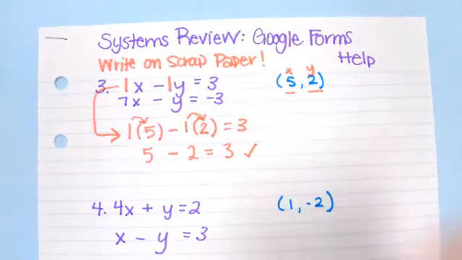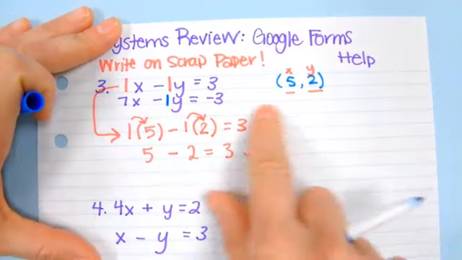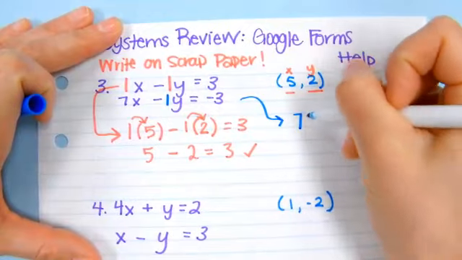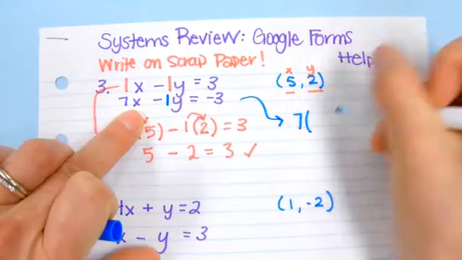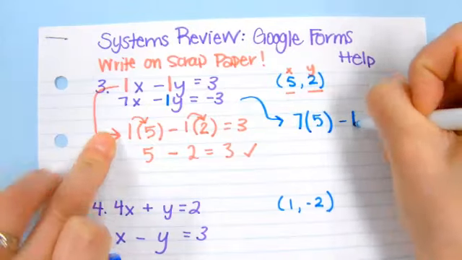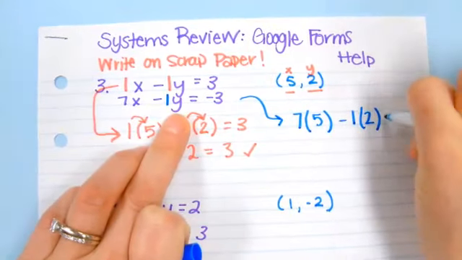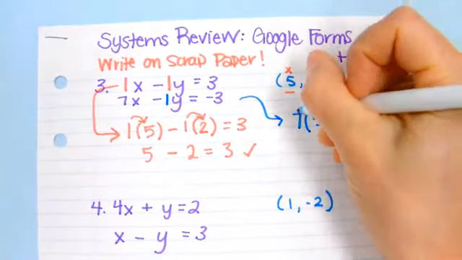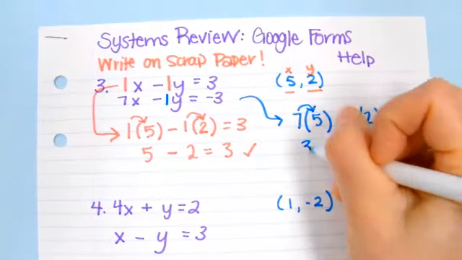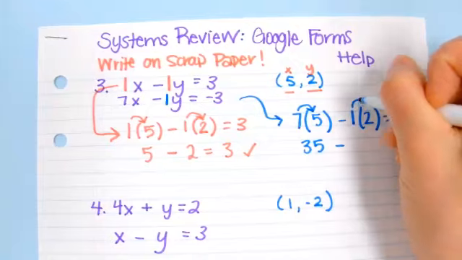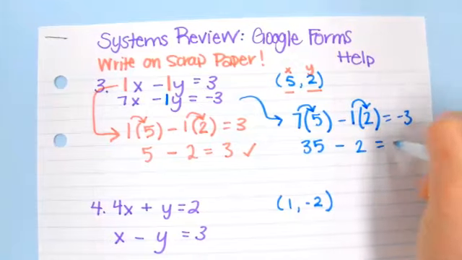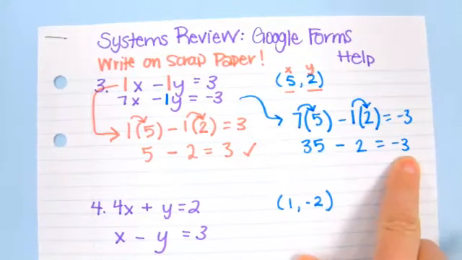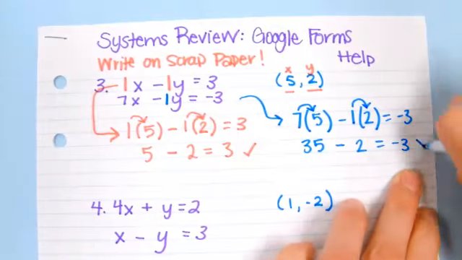Put in your missing one on this Y, and now we're going to rewrite it, okay? So 7(5) minus 1(2), now X we said is 5, equals negative 3. And we have to see if that one works. So distribute: 7 times 5 equals 35, minus 1 times 2 is 2. Does that equal negative 3, right? 35 minus 2, is that negative 3? Yes or no? No, that does not work.